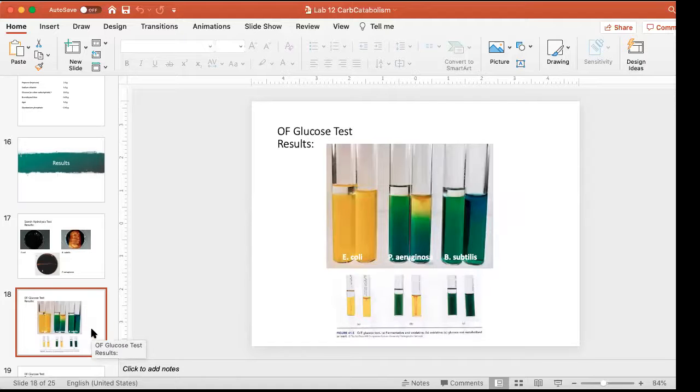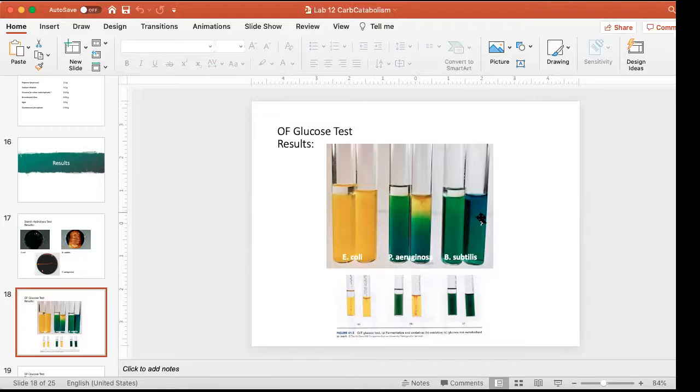Here are our other organisms in their OF tubes. Here's E. coli. And you could see that both tubes turn this nice bright yellow. As I said last time, the nice thing about OF testing is that there is no question if the tube turns yellow. It's not a shy yellow color. It's very bright. Now, take a look at the other two.